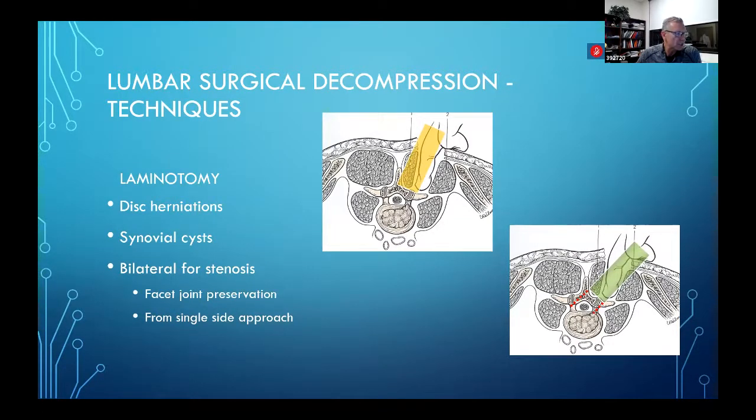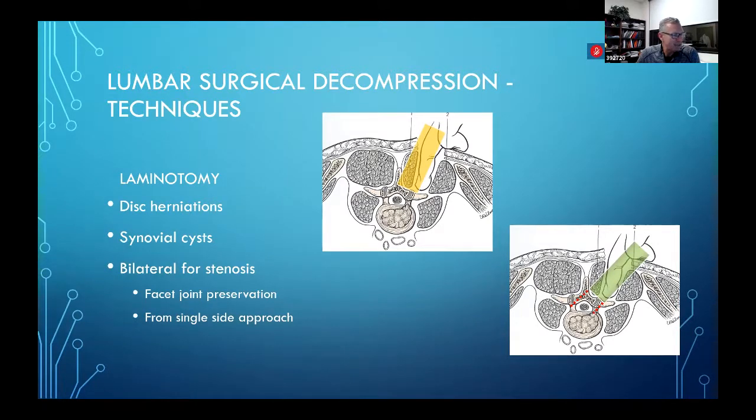I use the diagram showing the tubes or a tubular type approach, but it doesn't really matter whether you're using a tube or a different retractor. The principles remain the same. You're going to be able to approach the spine usually through a unilateral approach.